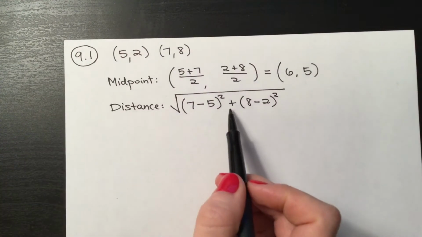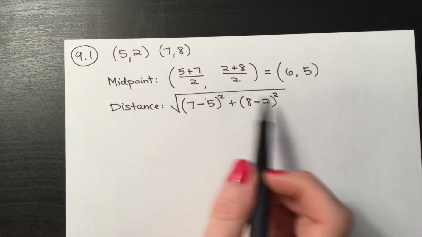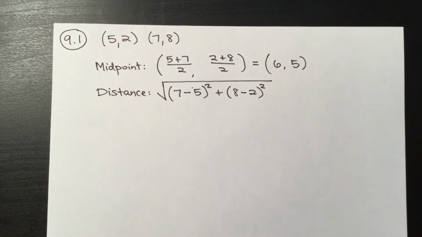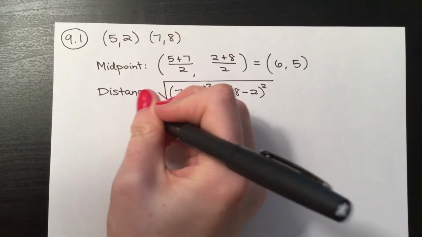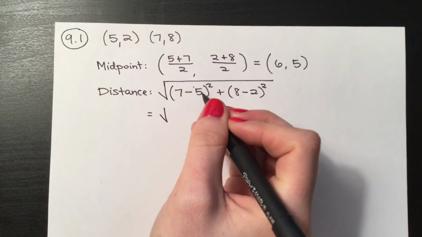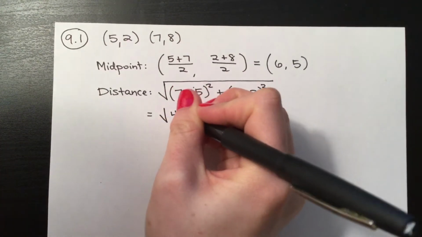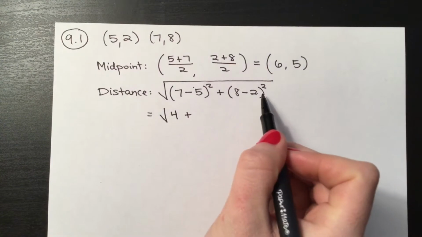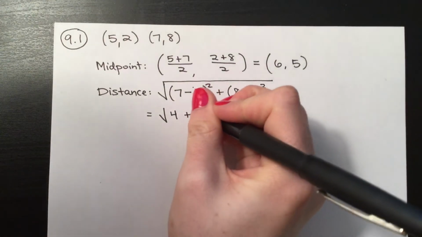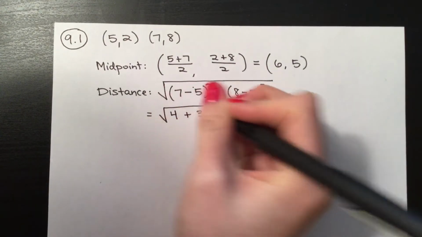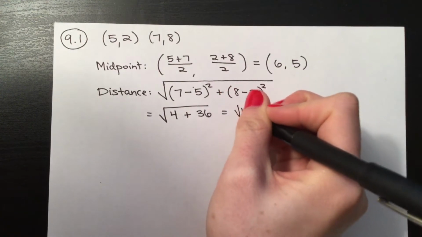So remember, because of this addition, this big square root can't just cancel out these squares. It doesn't work like that when you have addition. So let's simplify this up. We've got 7 minus 5, which is 2, and then 2 squared would be 4, plus 8 minus 2 is 6, and 6 squared would be 36. All right, so we add those together, we get the square root of 40.